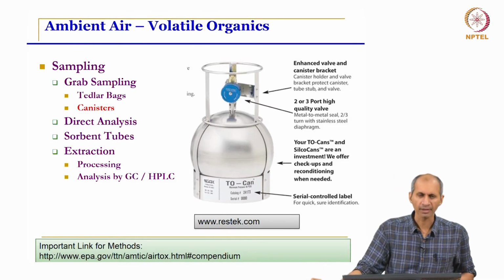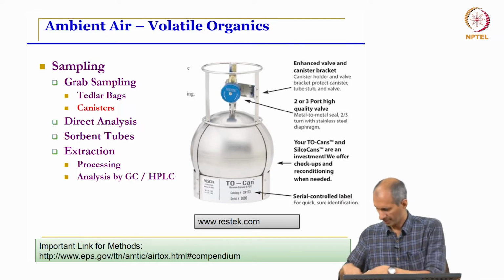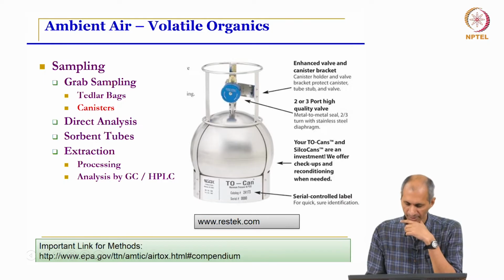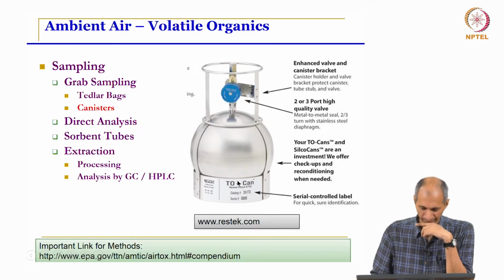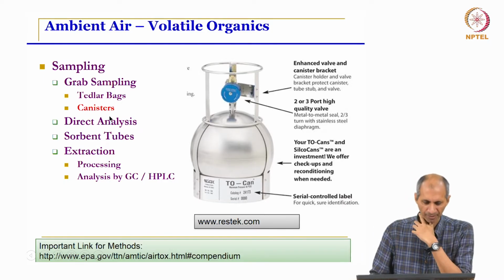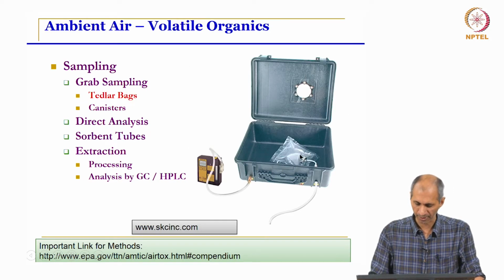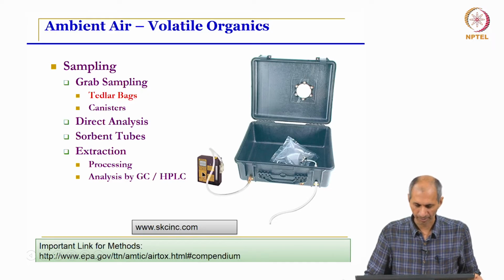So, yesterday's class we had stopped around this point. Looking at, just to show you some pictures of what the canister looks like. This is for grab sampling of ambient air. This is the other one, the Tedlar bag that I was talking about. There is a bag kept inside a vacuum, and sampling is done into the bag using a pump.